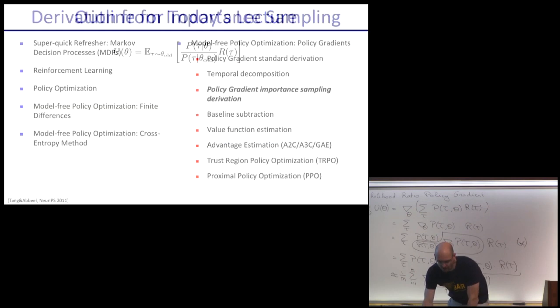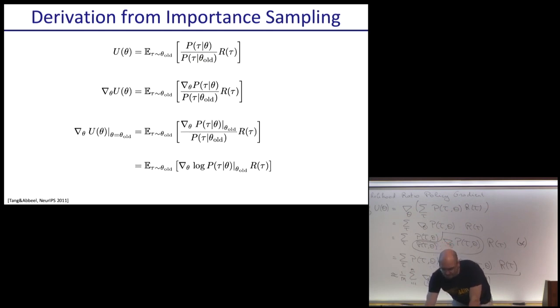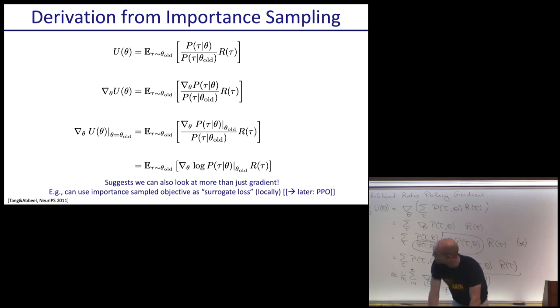Now, we saw an alternative derivation through importance sampling. It gives us the same policy gradient, the exact same expression, just derived in a different way. But this expression on top is often called a surrogate loss, and we can actually use this surrogate loss in the future and take multiple steps on it instead of just one gradient step.